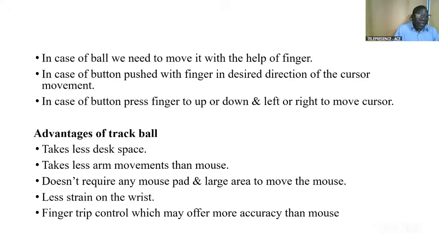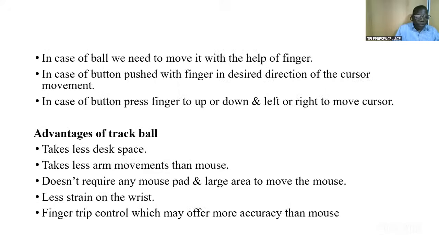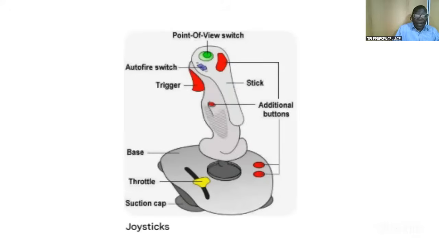These are just the advantages of using the trackball. An example of a pointing device is what we have now. These are basic functional aspects of this trackball. Joystick.